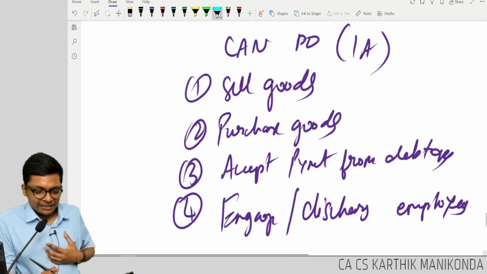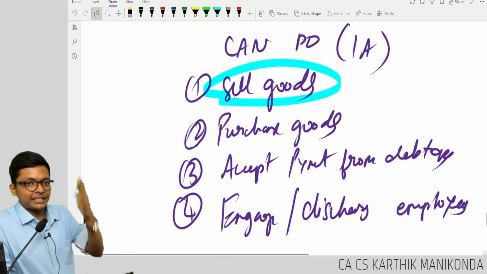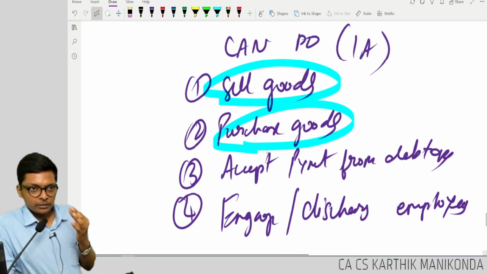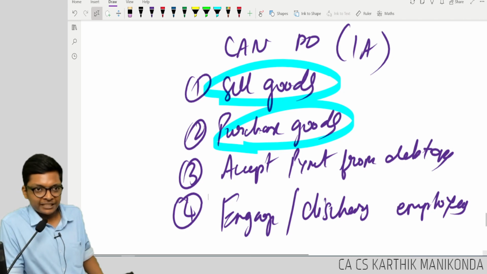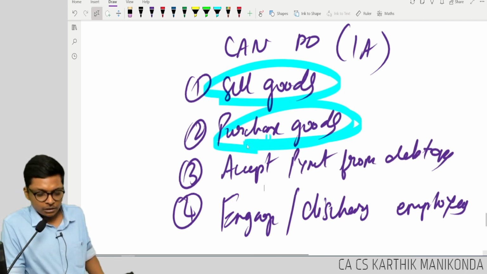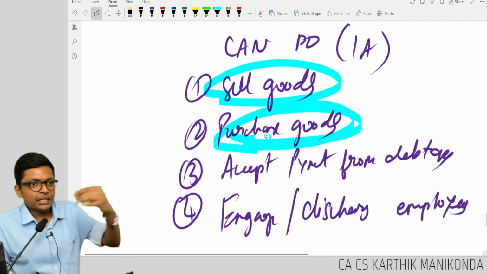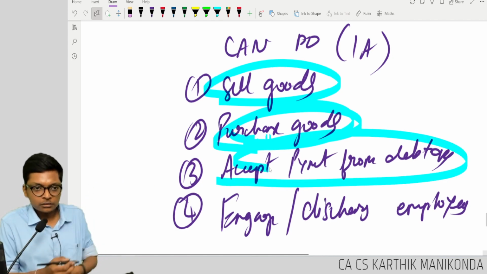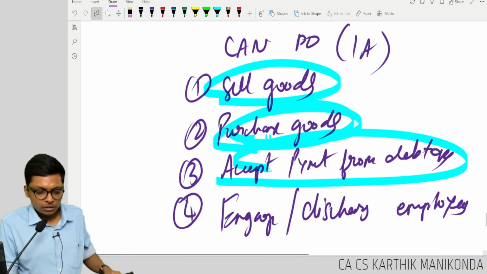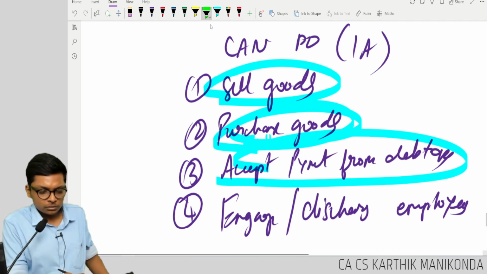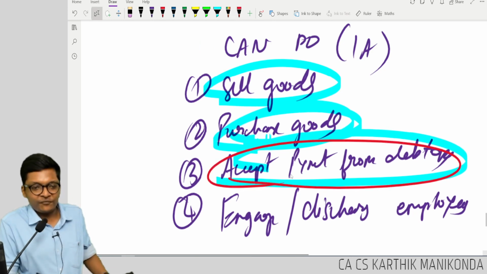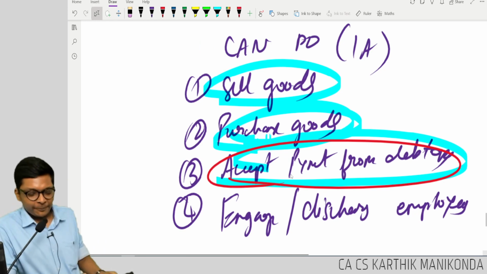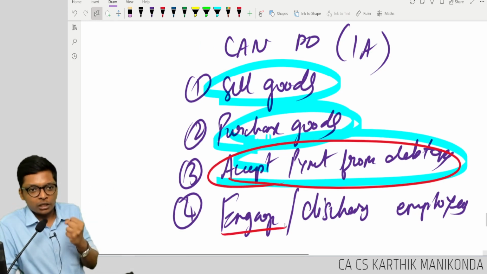If a customer comes to the shop, you can sell the goods. I can also purchase goods. Buy and sell goods. So you can sell goods or buy goods. Accept payment from debtors. If debtor comes to make the payment, I can accept the payment. I can hire employees or fire employees.